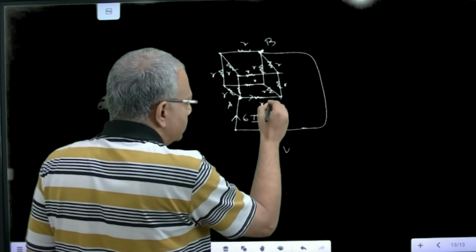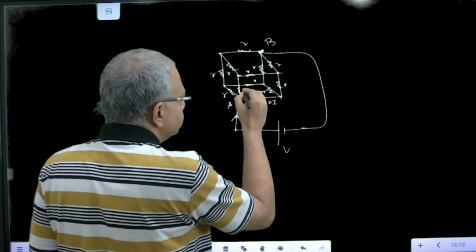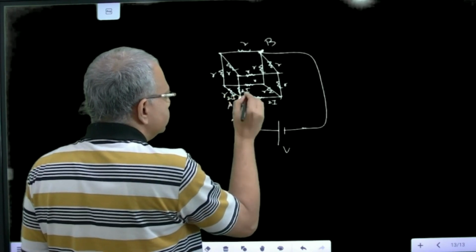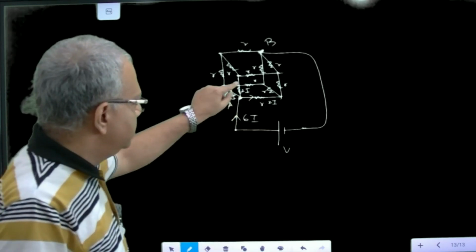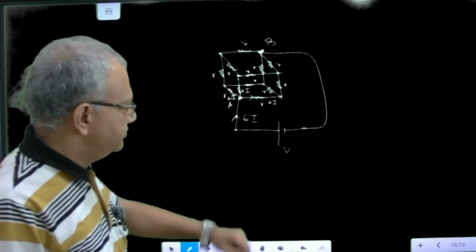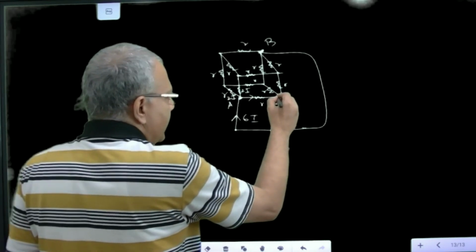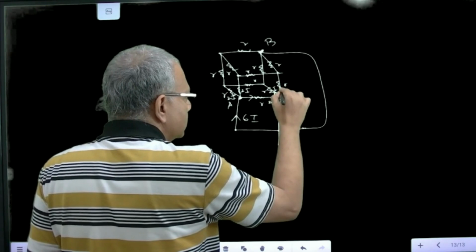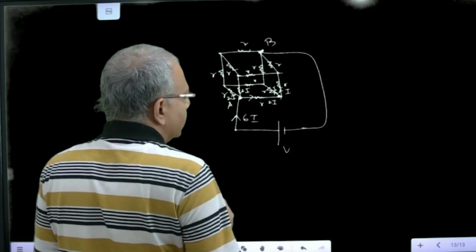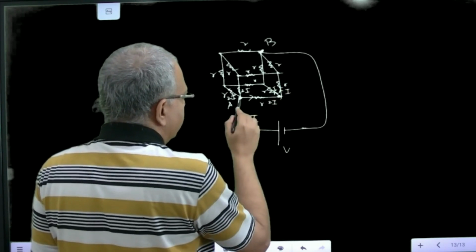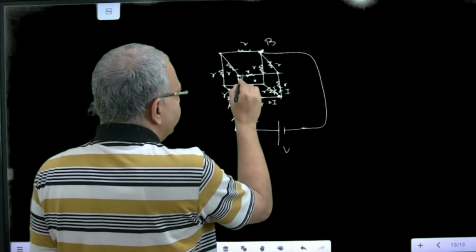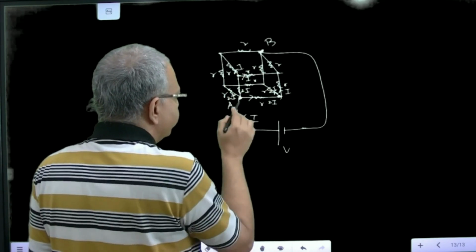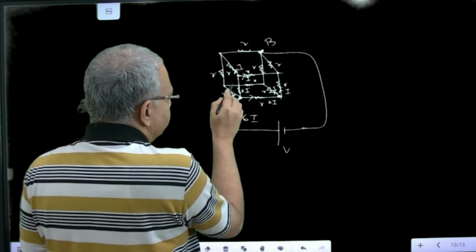On this side 2I, on this side 2I, on this side 2I, because the 6I came distributed. This point again is going to divide equally: I. Okay. Very good. Then this 2I gets divided: I. Okay. Then this 2I gets divided: I.